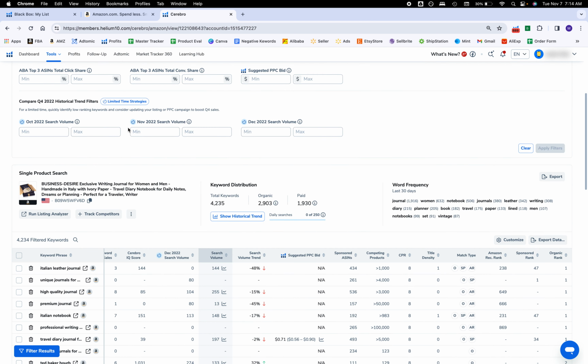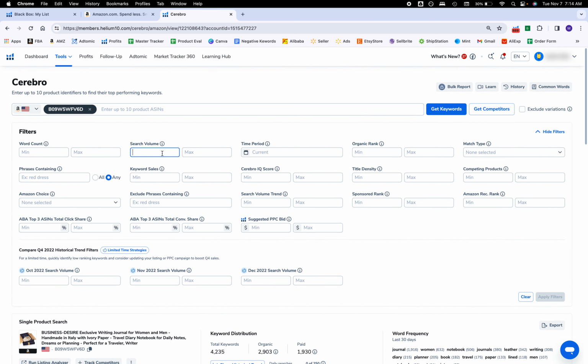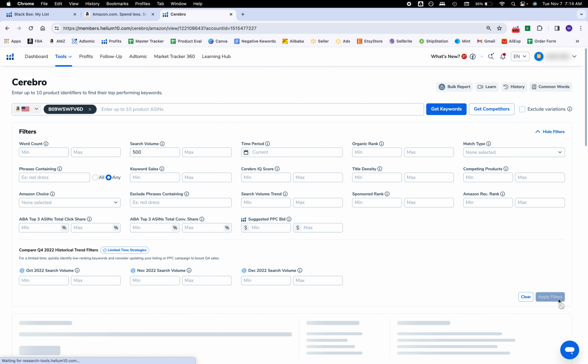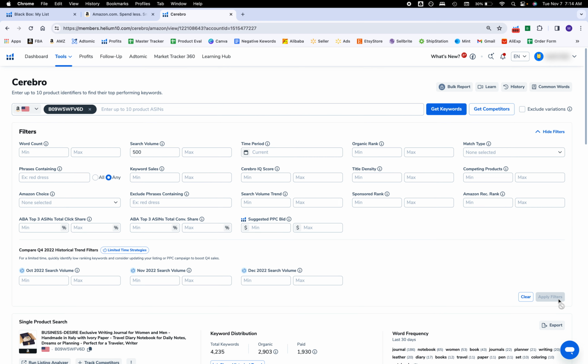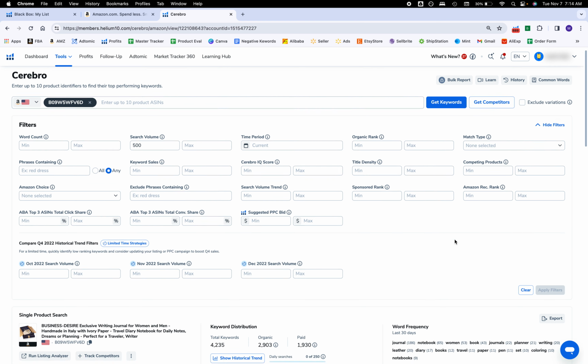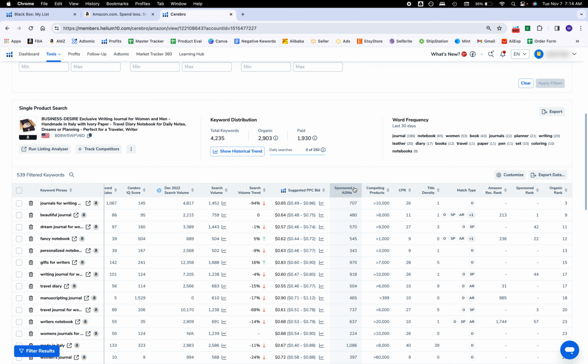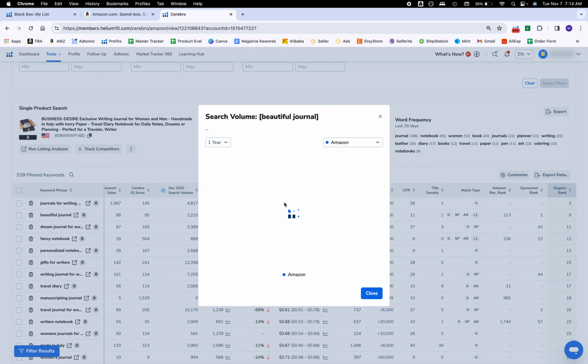A lot of times what I'll do too, just to make it easier on me, is go ahead and do a 500 minimum search volume filter, so it kind of weeds out all of the little stuff that's not really doing too much, but they're still ranking for. So now we know here, if it's a minimum of 500 searches, they're ranking top 10 for only 2 keywords, which is going to be for beautiful journal, which is 700 searches.